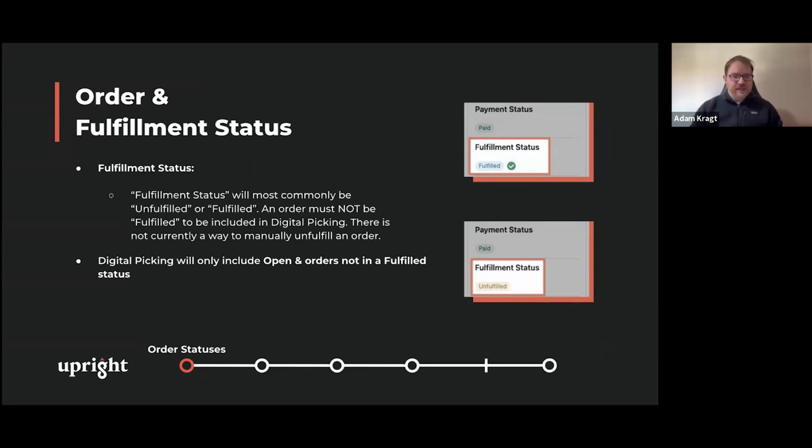Now, I mentioned here an order must not be in the fulfilled status. There may be other statuses like partially fulfilled or similar that you may see. Moving forward, we're going to classify any fulfillment status that is not fulfilled as unfulfilled. So digital picking will only include open orders and orders not in the fulfilled status.